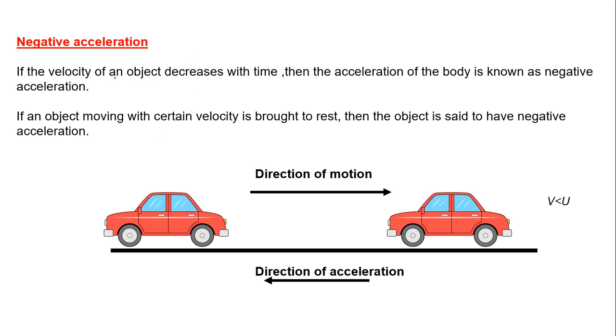Negative acceleration. When the velocity of an object decreases with time, then acceleration is said to be negative. In this case, when the object comes to rest, the final velocity is less than initial velocity. When any object comes to rest, the final velocity becomes 0. So in this case, the acceleration will be negative.